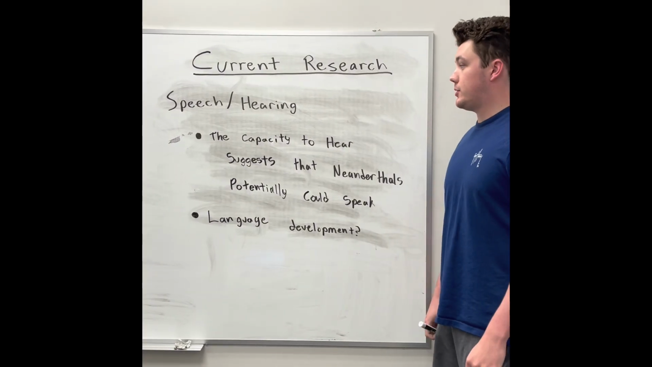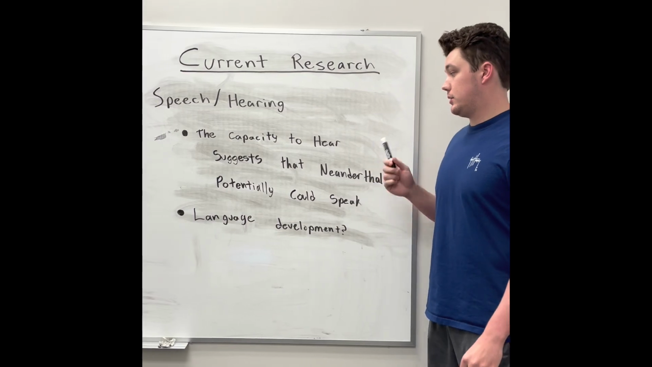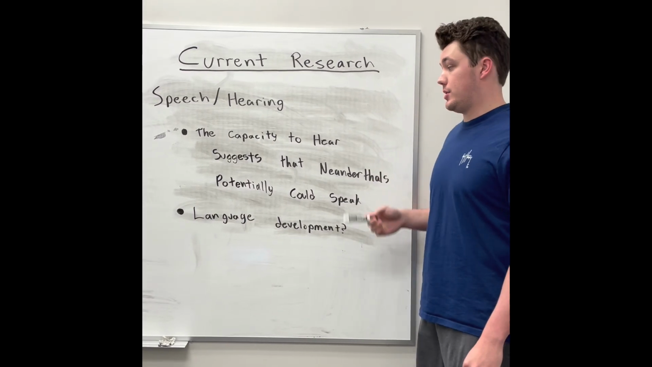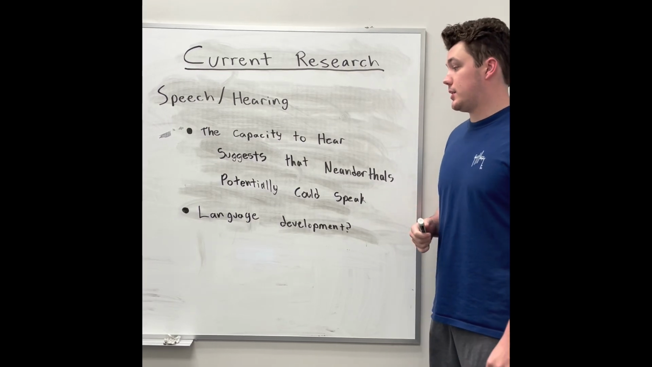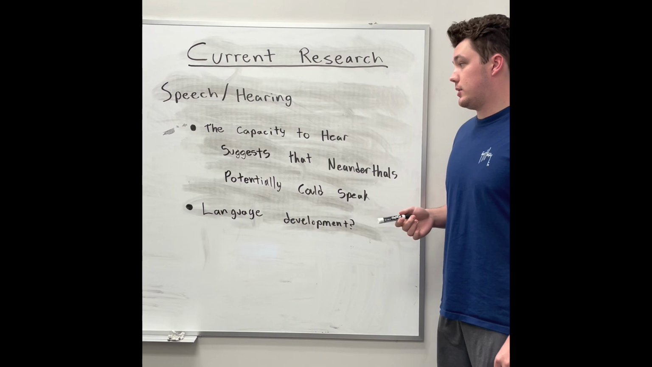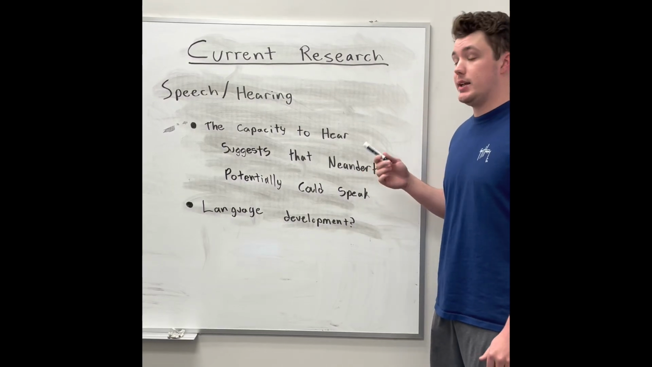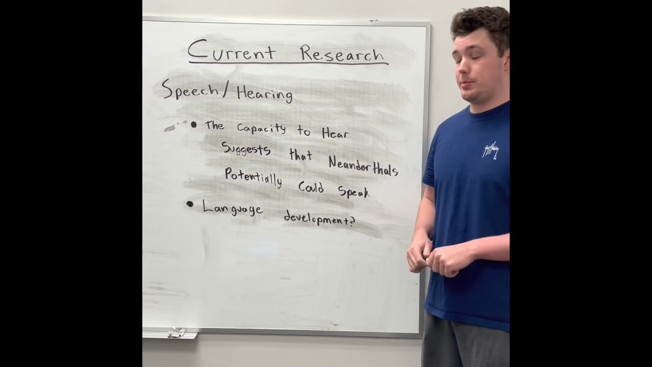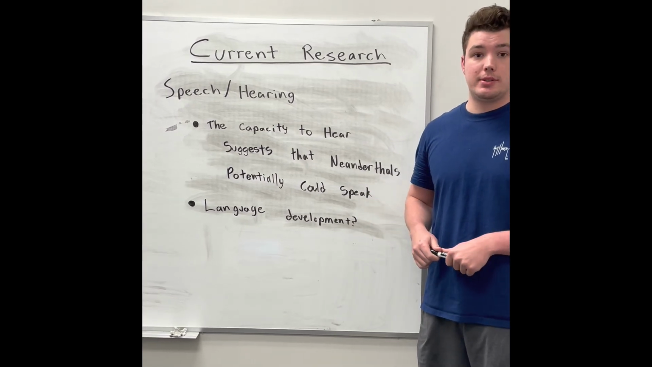Because researchers concluded that Neanderthals have the capacity to hear the same as humans, this suggests that they could potentially speak as well. This raises the question: did they have their own language? It's hard to determine, but there is strong evidence, since they were able to hear and speak the same as humans, that they could potentially have developed their own language and different forms of communication as well.